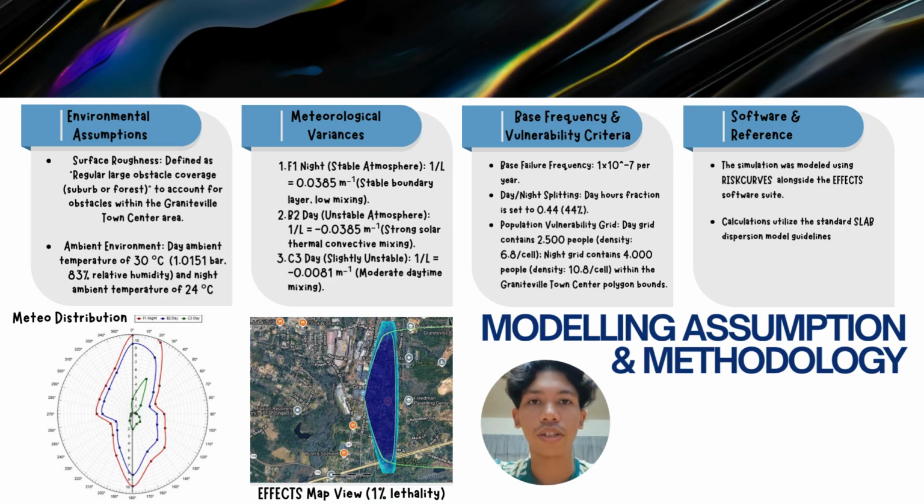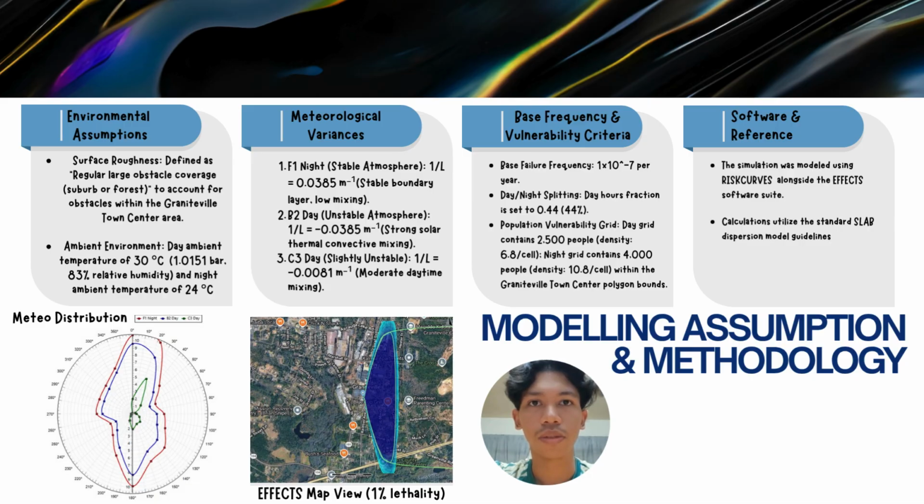relative humidity of 83%. Next are the three meteorological conditions that were considered to represent different atmospheric stability levels. These are F1 night, which has stable conditions and low atmospheric mixing, B2 day with unstable conditions and strong mixing, and C3 day representing moderate daytime mixing. This scenario will help evaluate how weather affects the dispersion model.